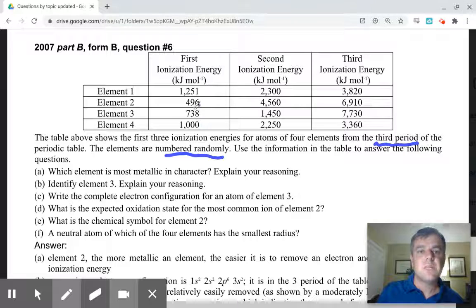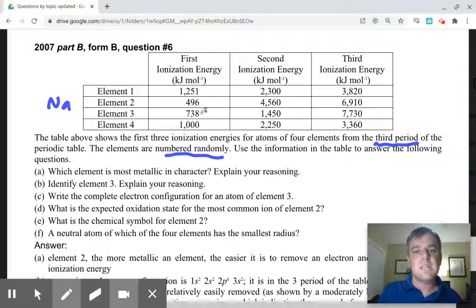For instance, with element number 2, its first ionization energy is 496. That's to remove one electron. To remove a second electron is 4,560 joules. That's a jump by a factor of 10. So this tells us that we had one electron that was easy to remove, and then the next electron was very difficult to remove. So this element had one valence electron, which tells us that element 2 is sodium.